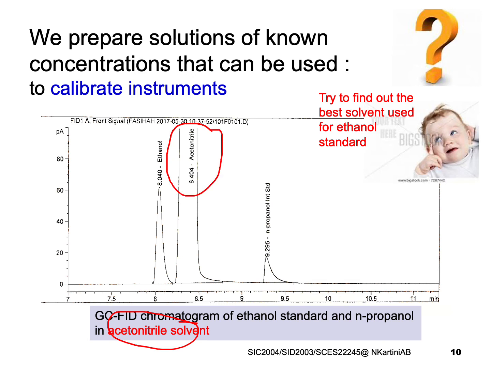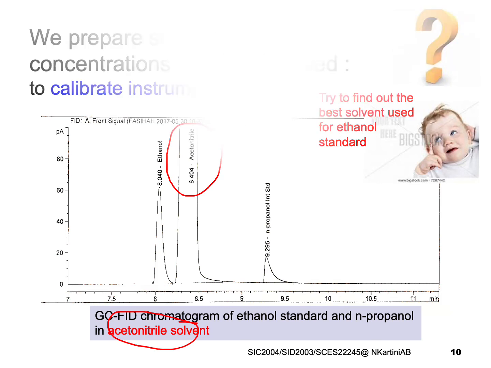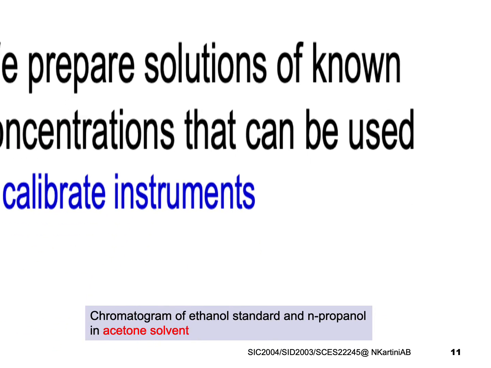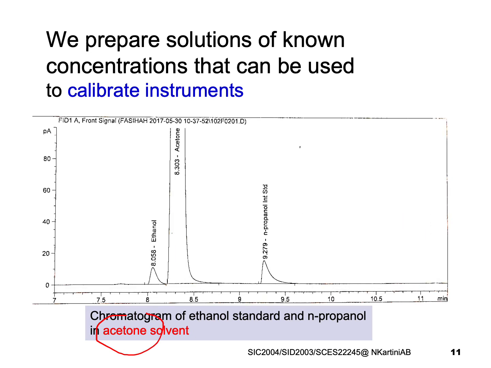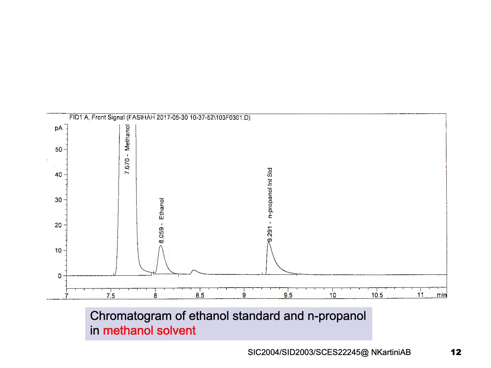peak is the second peak. That means the ethanol peak appears earlier than the solvent. So this is not good. After that, she repeated with the solvent acetone. From the acetone chromatogram, you can see the ethanol also appears earlier than acetone. It means that acetone is also not good to be used.